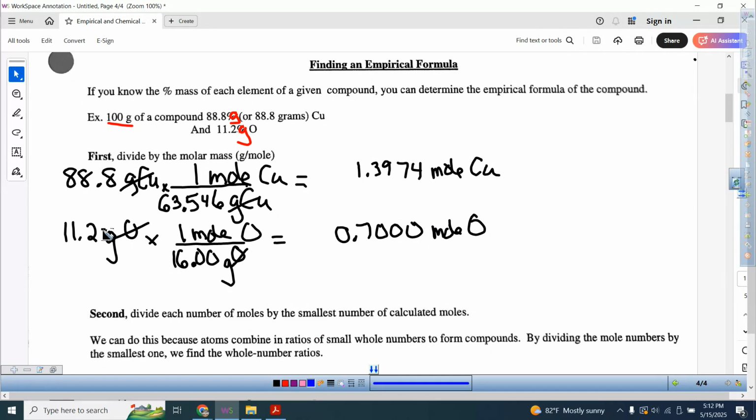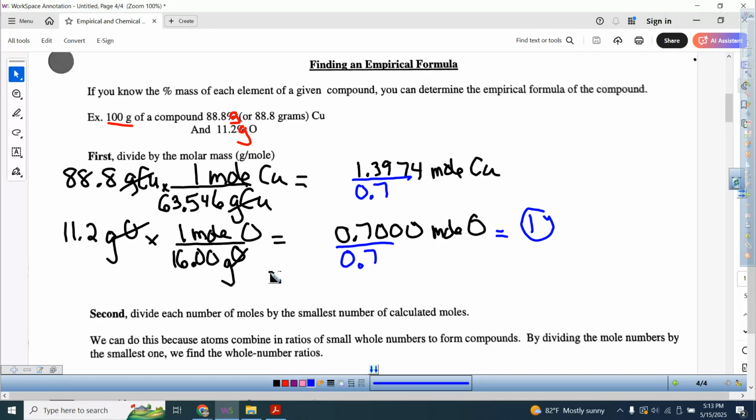Okay, so take your grams. If it's percent, make it grams. Go to moles. Our next step is to pick the smaller of the two answers and divide them both by the smaller number. 0.7 is smaller than 1.39. So I'm going to divide both of these by the 0.7. And that's going to give me exactly 1.